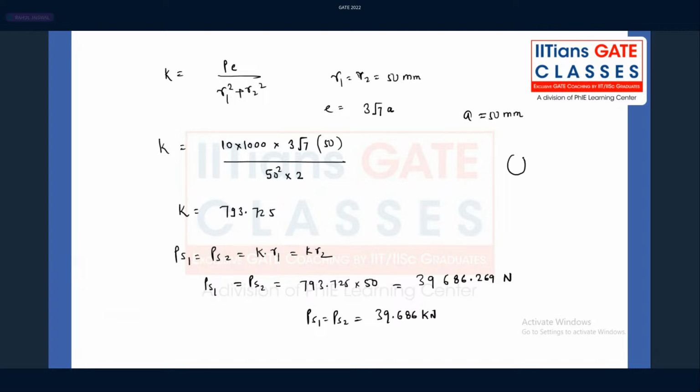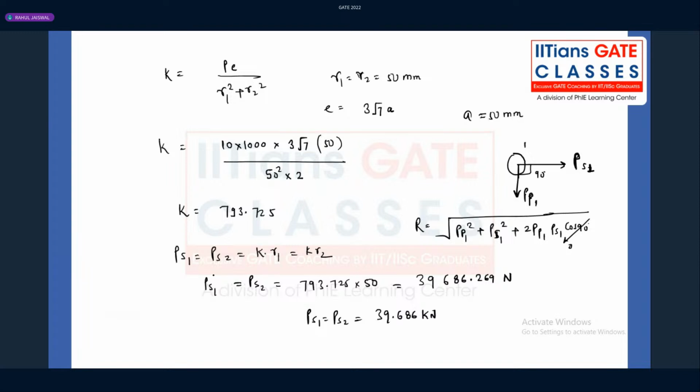Now, my dear friend, both the rivets are very critical rivets. So what is the secondary shear force? PS1 is acting like this, and PP1 is acting like this. Both make an angle of 90 degrees. So what is the resultant load? Again, I'm saying you can follow any rivet, both are critical rivets, right? R equals the square root of PP1 square plus PS1 square plus 2 PP1 PS1 cos 90 degrees. This value will be 0. So the resultant load is the square root of 5 square plus 39.686 square, because PP1 is 5 kilonewton. So what is the value of R, guys? If you calculate the R value, you are going to get 40 kilonewton.